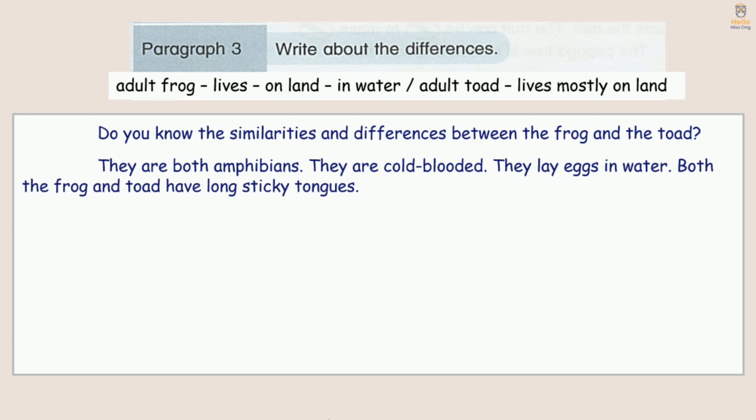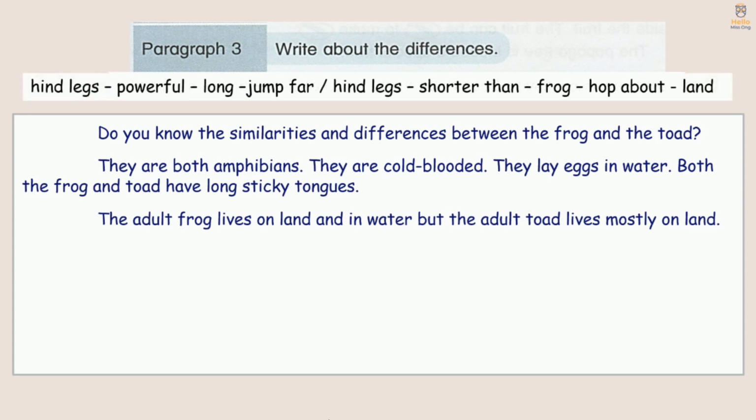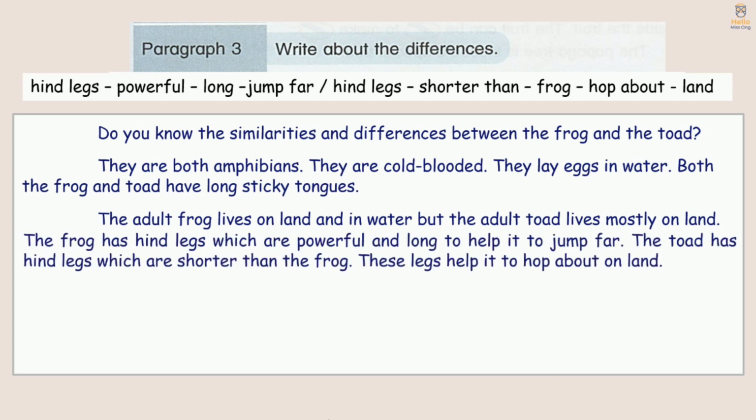Paragraph 3. We write about the differences between the frog and the toad. You may use the notes given to help you. The adult frog lives on land and in water, but the adult toad lives mostly on land. The frog has hind legs which are powerful and long to help it to jump far. The toad has hind legs which are shorter than the frog. These legs help it to hop about on land.